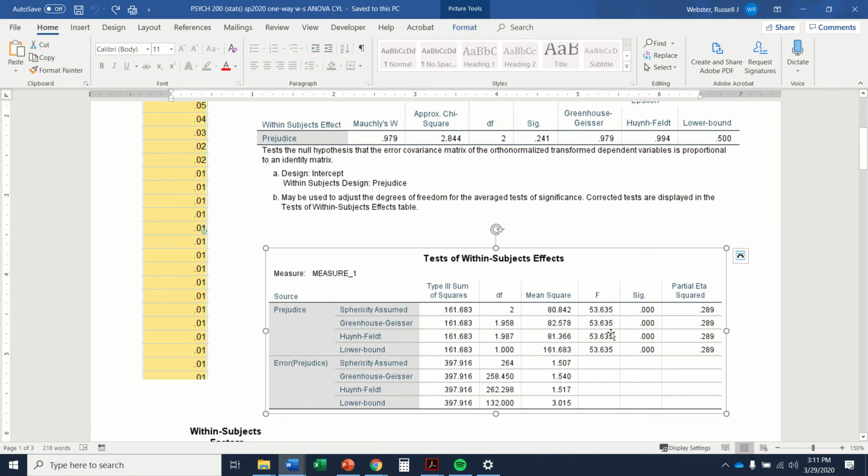So when it comes to pulling numbers from the ANOVA table, the Tests of Within-Subjects Effects table here, we're going to pull numbers from these sphericity assumed rows. Now in the lecture example, Mauchly's test was significant, and so we pulled numbers from the Greenhouse-Geisser rows. Here, again, Mauchly's test is non-significant, so we're going to pull numbers from the sphericity assumed rows.